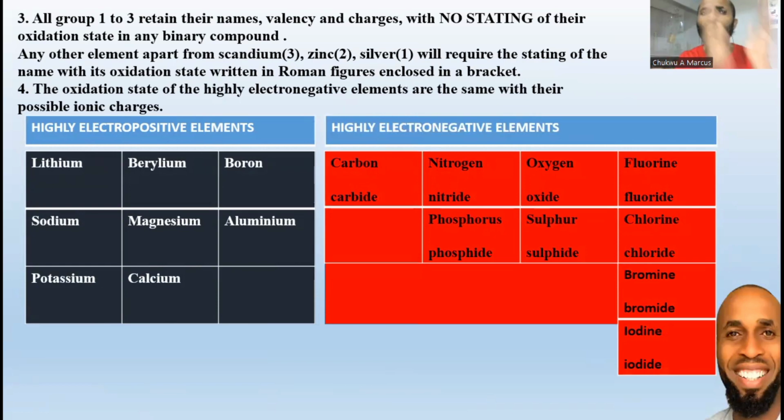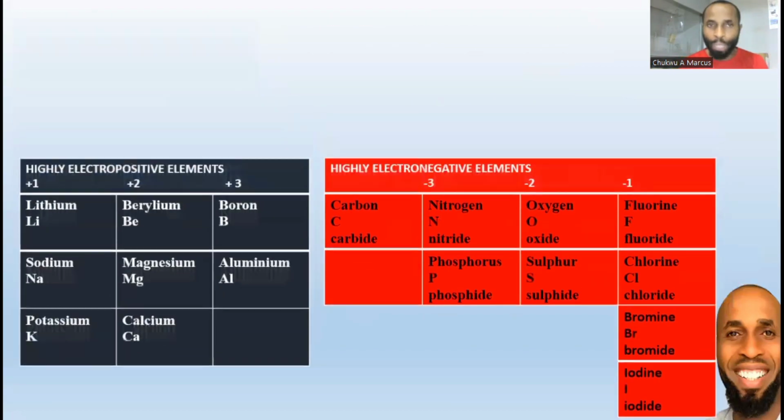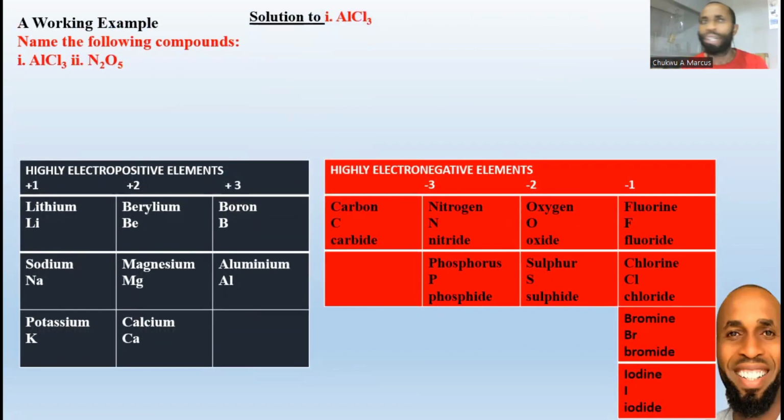But if it is not found in group 1, not group 2, not 3, and it is not scandium, zinc, or silver, you have to insert the oxidation state. It is a must you insert it. You're going to insert the oxidation state using the Roman figure, written in closed brackets. The oxidation state of the highly electronegative elements is the same as their possible ionic charges. So all these, carbon, nitrogen, oxygen, fluorine, their oxidation state is the same thing as their charges, as you can see here. So we have AlCl3.